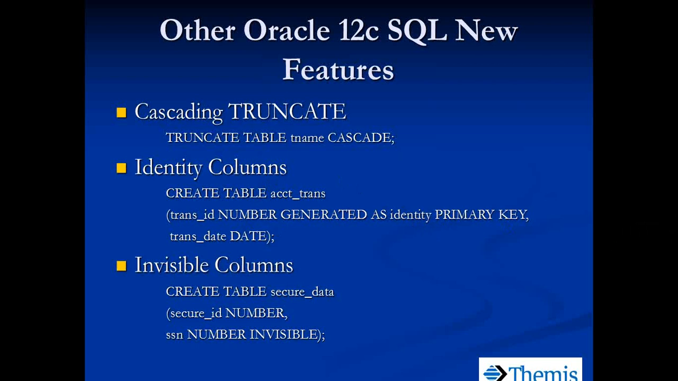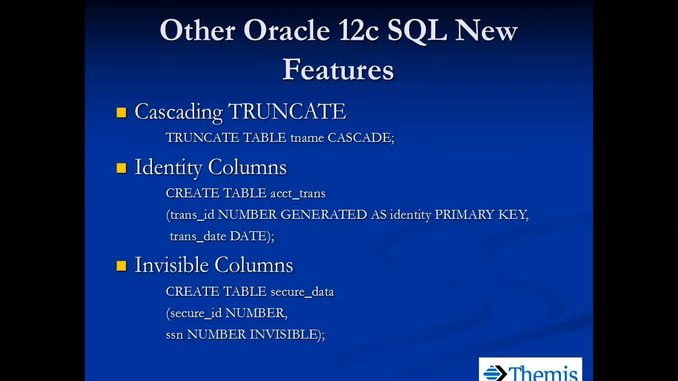Here you can see we're creating a table, and we're making the Social Security number invisible. So we still load data into that column. But typical commands or queries will not be able to see that column, SSN, since now it's invisible. If I did a select asterisk from that table, it would not see the SSN. If I'm in SQL Plus and I do describe on the table, it won't see the SSN.